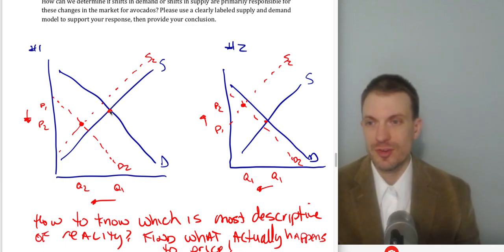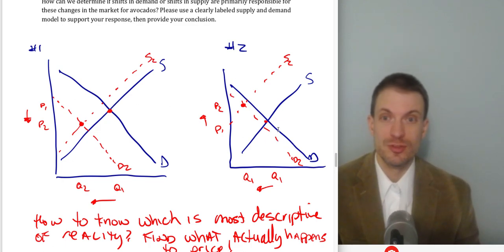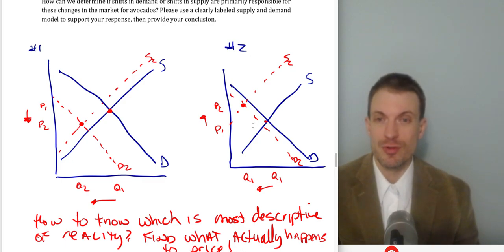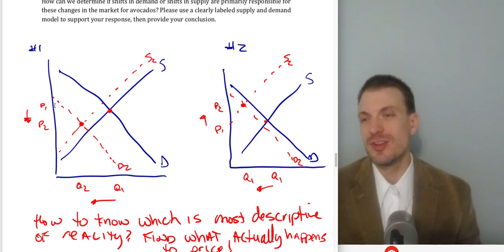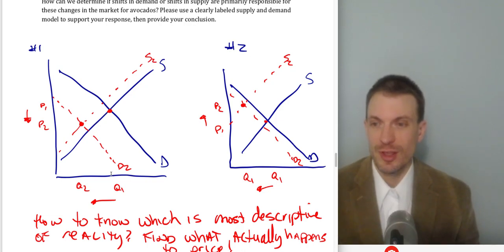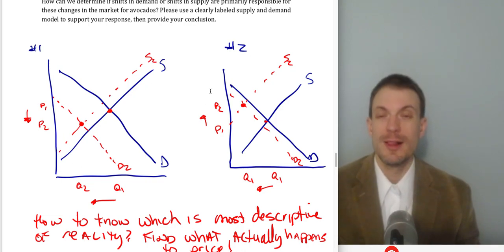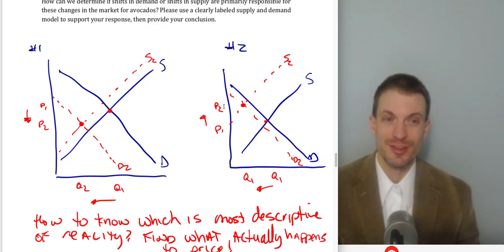Okay, demand shifts in both pictures, right? Demand and supply both decrease. It's just the difference in the relative size of the shifts. If demand decreases more than supply decreases, quantity falls, but price falls. If supply decreases more than demand decreases, quantity falls, but price increases.